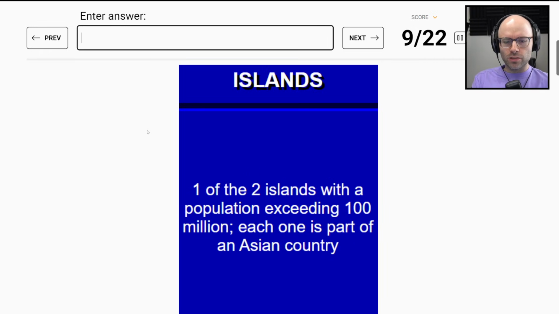One of two islands with a population exceeding 100 million. Each one is part of an Asian country. It has to be the island. So Japan has over 100 million. What's the main island called? Is it Honshu? It is!